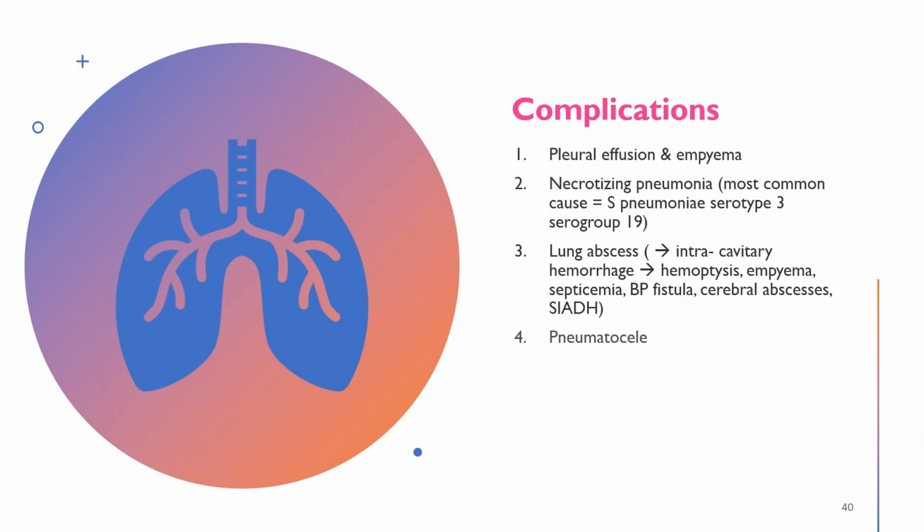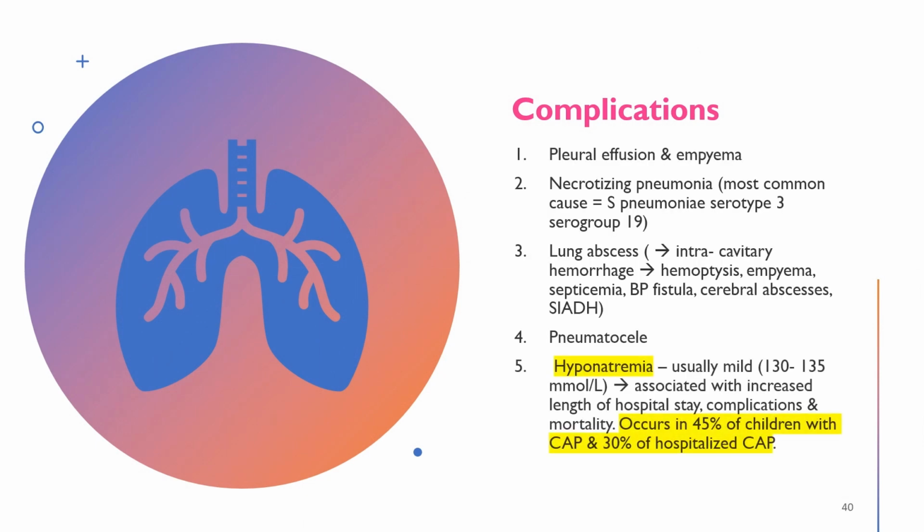What are the complications of pneumonia? Exactly like we have discussed, our patient had a pleural effusion, she had empyema. There can be necrotizing pneumonia, like we mentioned, can happen in Staph aureus, and the most common cause is strep pneumonia of serotype 3 or 19. Sorry, serotype 3, serogroup 19.